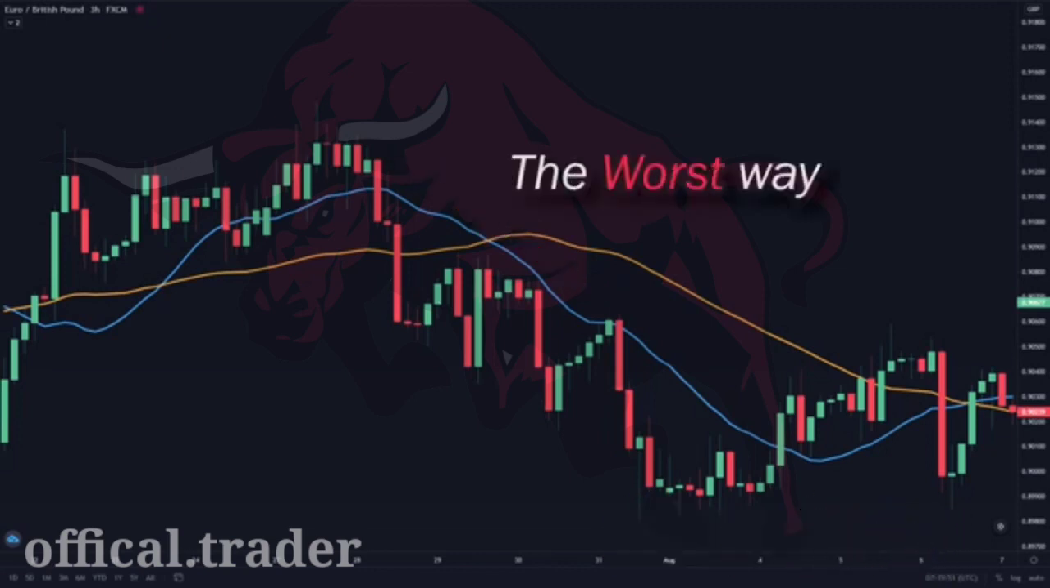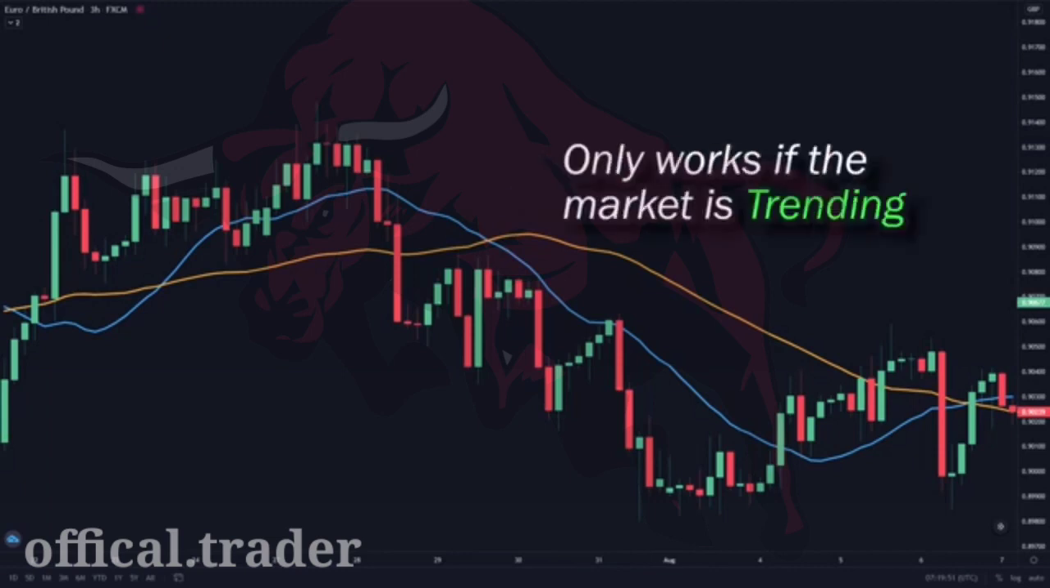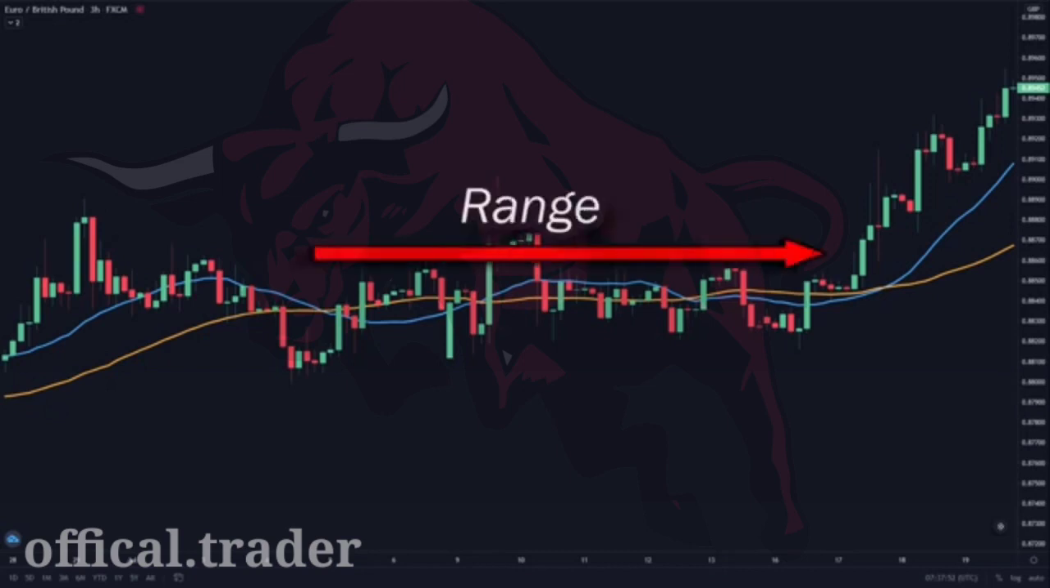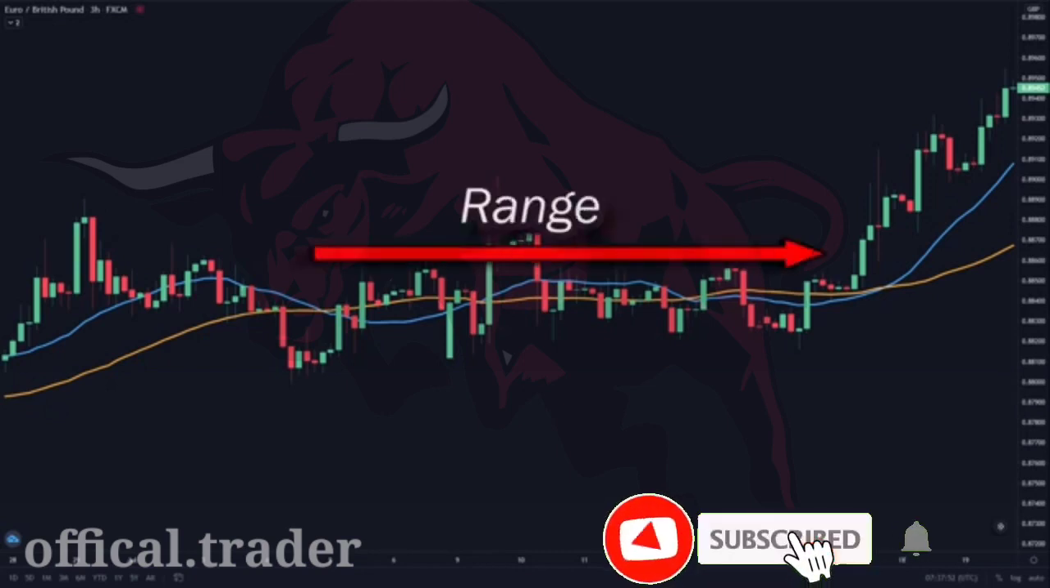This is actually the worst way of trading the moving average crossover, because using the strategy this way only works if the market is trending. If the market is in a range like this, you will receive so many false signals, and this will wipe out your account very quickly.